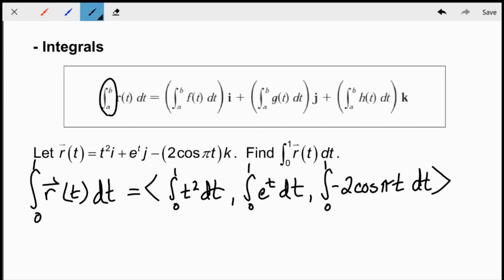So that's usually how I write it out. You could also write it out as a single integral with all of the components in there, and then have the dt outside of that. It just depends on your preference. I usually do it separately like this.